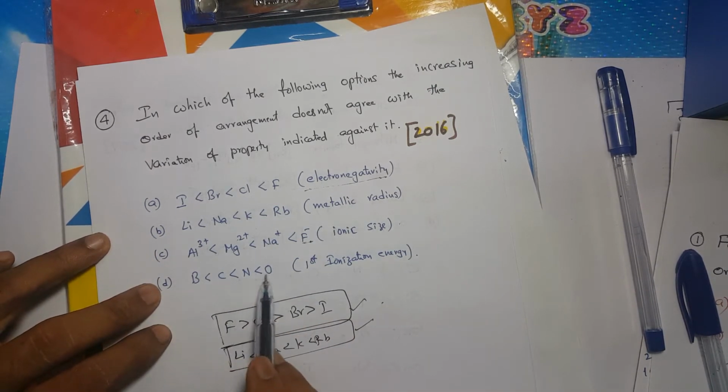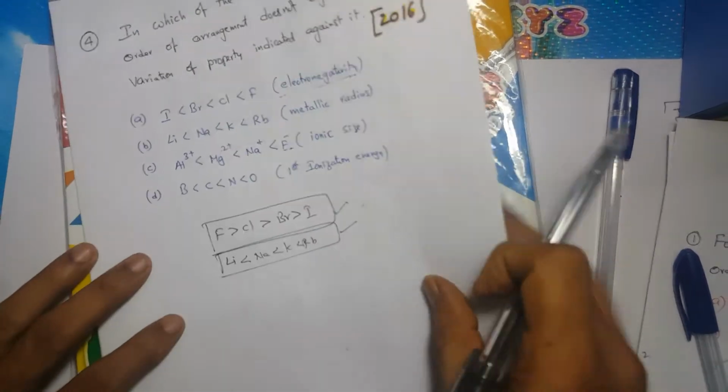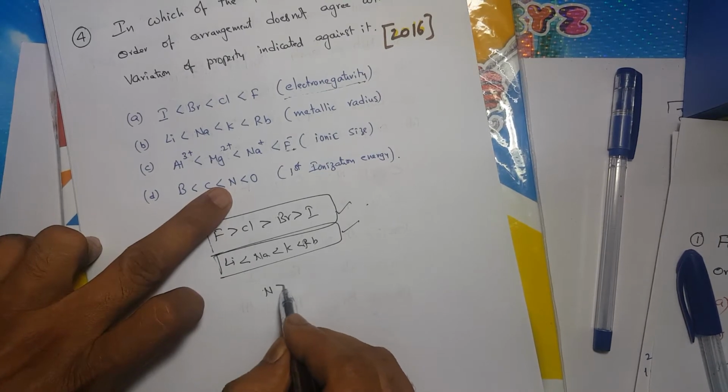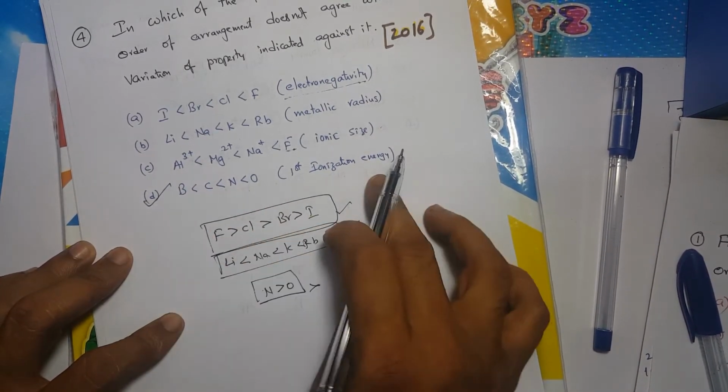So boron, carbon, nitrogen, oxygen. This we already discussed just before. That means nitrogen has higher ionization energy than oxygen. So this is the wrong option.